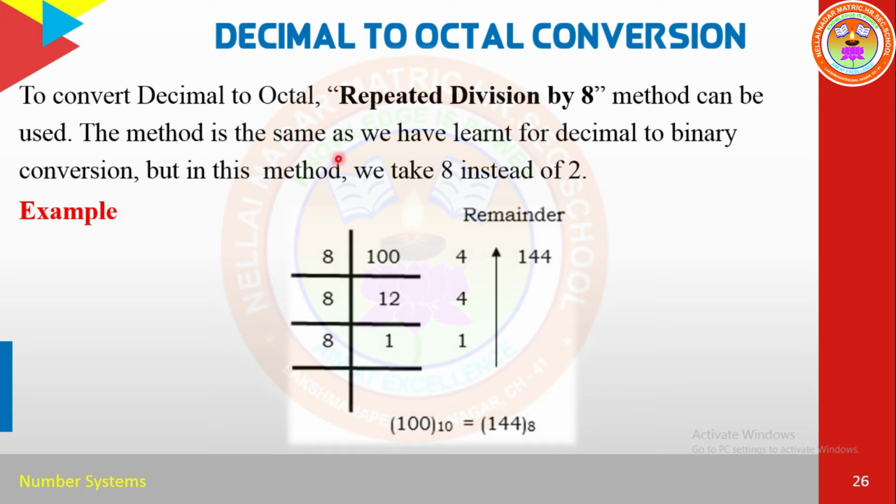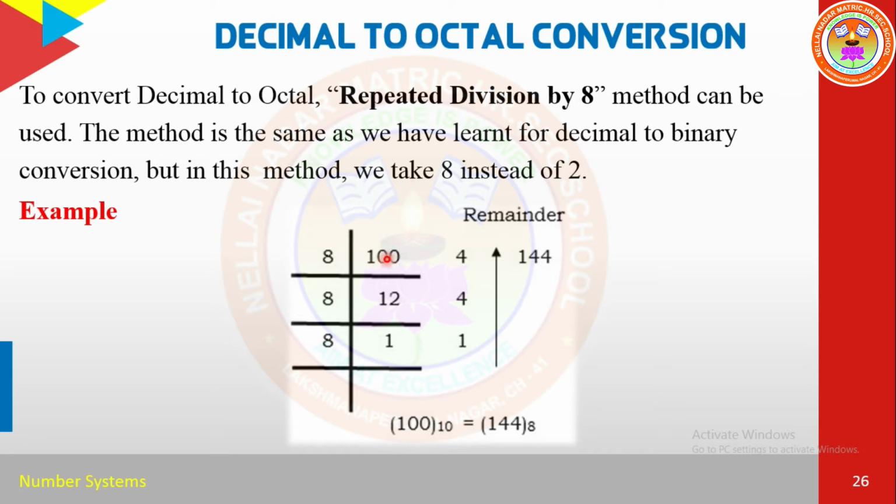This method is the same as we learned in the decimal to binary conversion, but in this method we take 8 instead of 2. I already told you this. See the example. One of the decimal numbers is 100, and we are going to convert this 100 into octal. How is it possible? The same thing, the repeated division by 8 method.